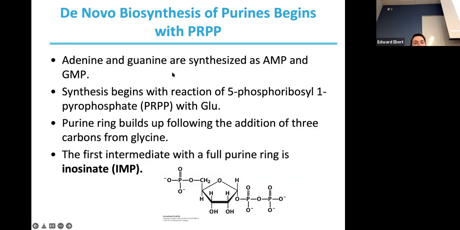But let's talk about how this happens. Our biosynthesis of purines starts with our PRPP, phosphoribosylpyrophosphate, if you remember that from a couple chapters ago. And when we see adenine and guanine, they're synthesized in their monophosphate form. Okay, so we start with PRPP, and then the purine ring will build up following the addition of 3 carbons from glycine. Our first intermediate with a full purine ring is inosinate, inosine monophosphate to be particular, and it's monophosphate for this group over here.